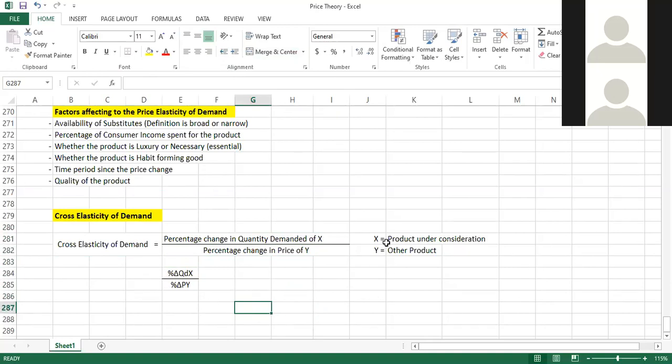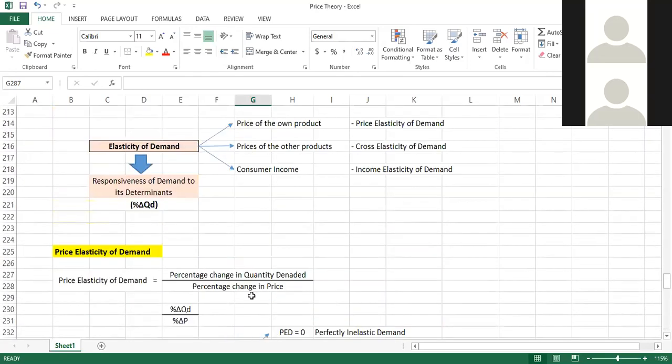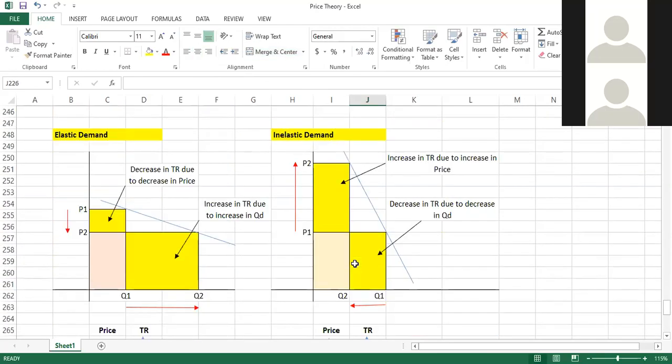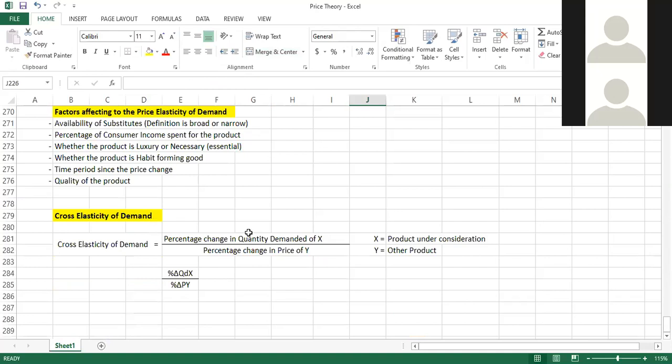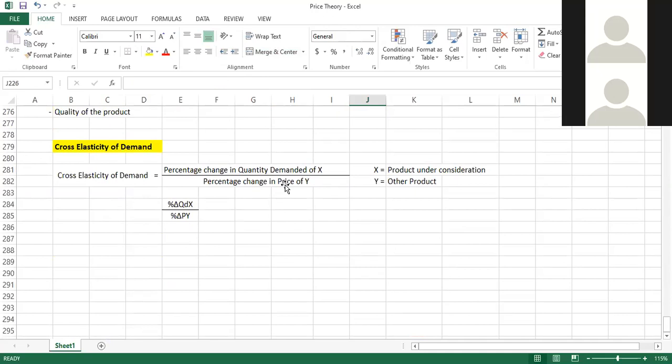So in fact, you can see it's almost the previous thing. But the only difference is that here we consider the percentage change in the price of the own product. So we don't need to consider X and Y here, because it is the change in the price of the same product and the quantity demand of the same product. Therefore, in this case, we consider the percentage change in the quantity demand of the product under consideration when the price of the other product changes.